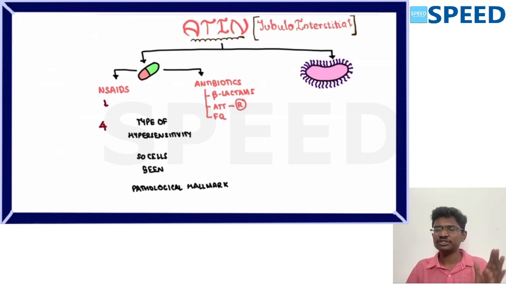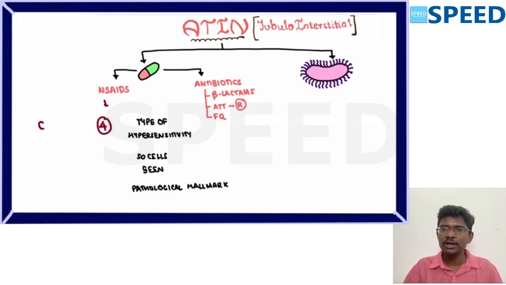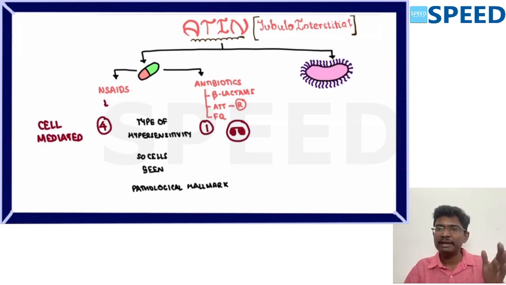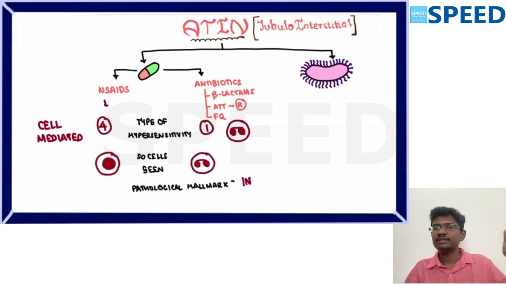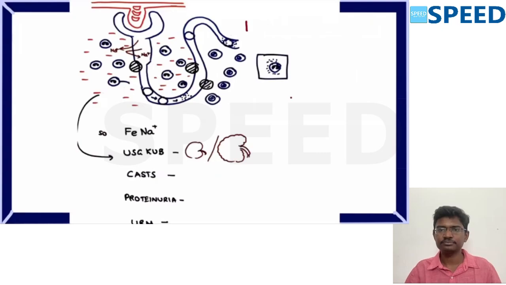See, acute tubulointerstitial nephritis, the most common cause is drug induced. It can be NSAIDs or antibiotics. If it is NSAIDs, then the type of hypersensitivity is type 4, cell-mediated hypersensitivity reaction. So here the cell seen will be lymphocytes, whereas if it is antibiotic, then it is type 1, meaning eosinophil-mediated hypersensitivity. So here the cell seen will be eosinophils, there the cell seen will be lymphocytes. And the pathological hallmark, if they ask in tubulointerstitial nephritis, is interstitial edema. Due to the inflammation happening, interstitial edema will be seen. So this is the histopathological picture seen.